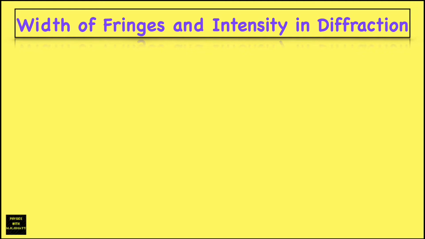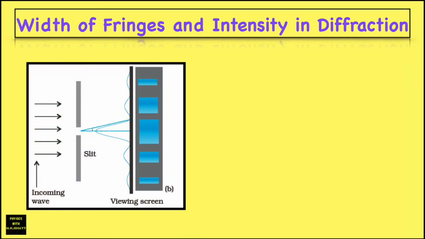In the last video lecture we discussed diffraction at a single slit and found the expression for the positions of bright and dark fringes obtained on the screen. Today we will find the width of fringes and intensity in diffraction. Let's see the diagram for the fringes obtained in diffraction.